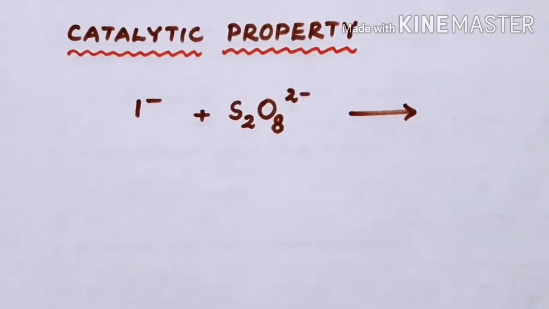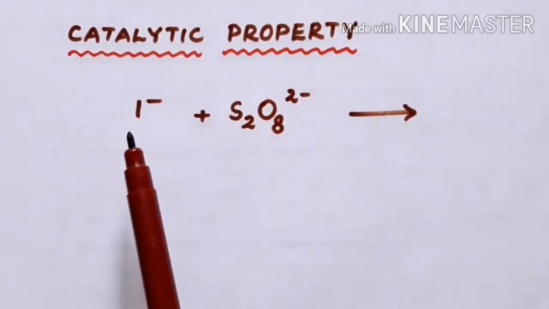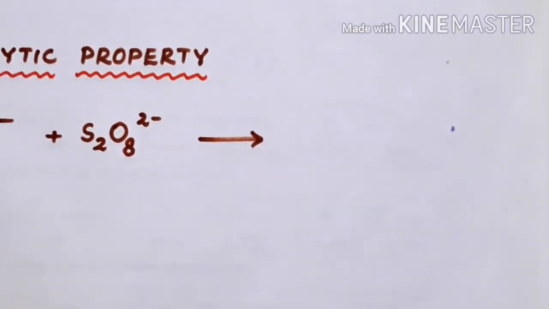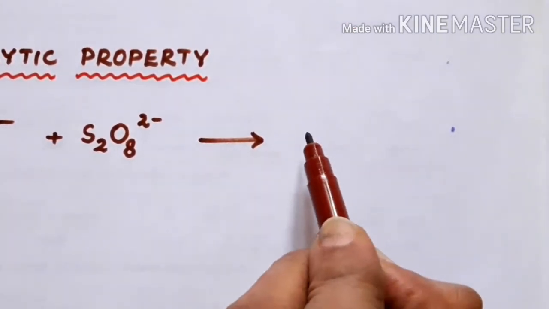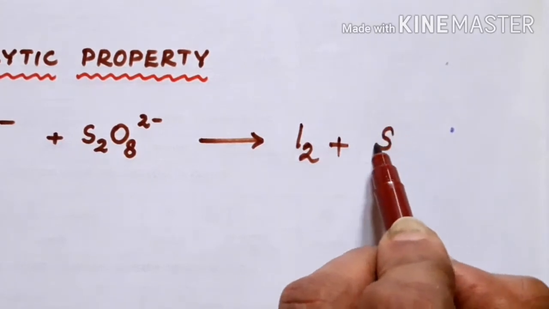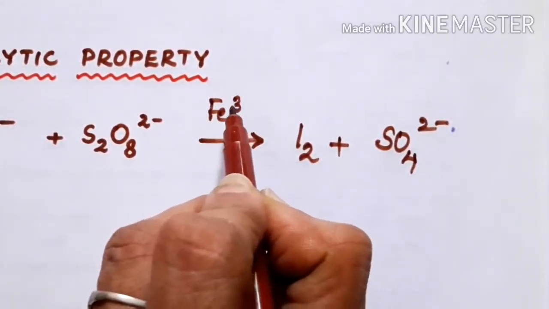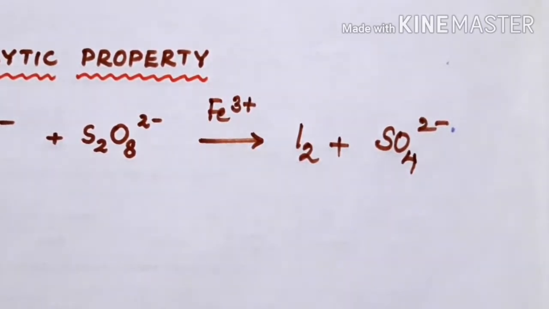Coming to the next property, that is catalytic property. You find that D block elements mainly act as catalysts, either in the elemental form or in the compound form. I am taking the example of iodides reacting with persulfate ions. If it is analyzed, you find the products formed will be iodine and sulfate ions. This happens in the presence of Fe3+. Now, why does Fe3+ act as a catalyst here?